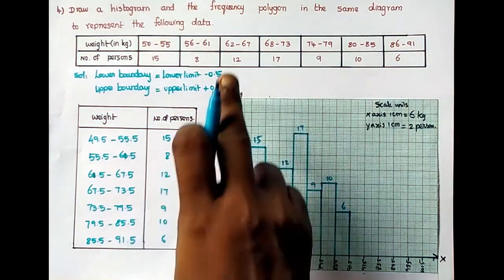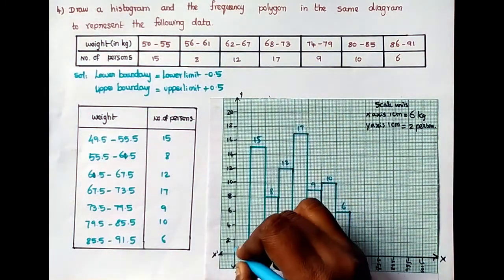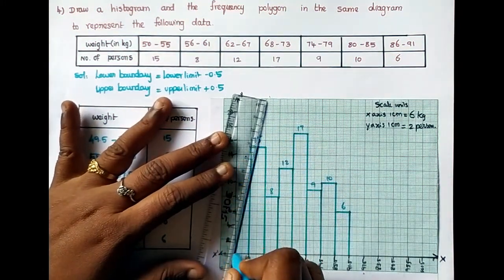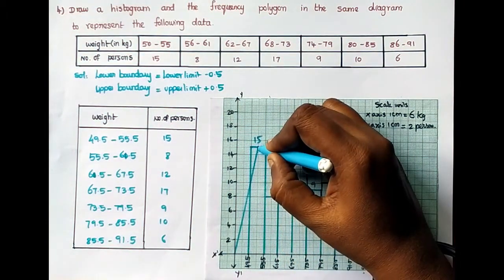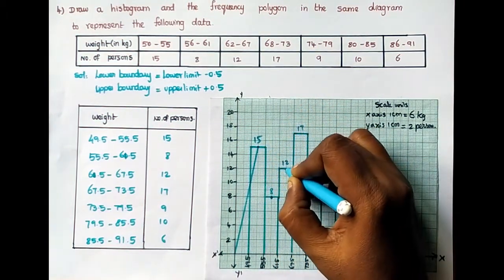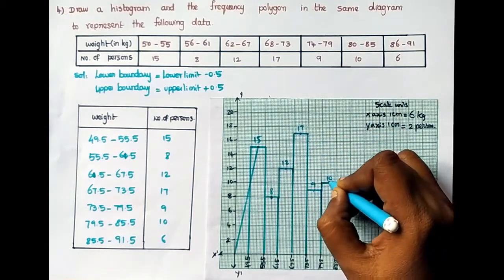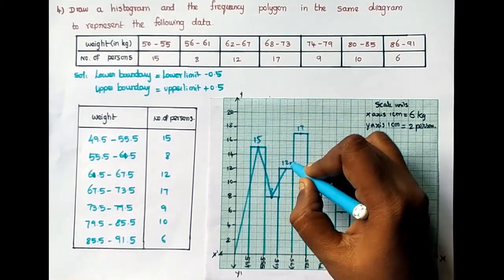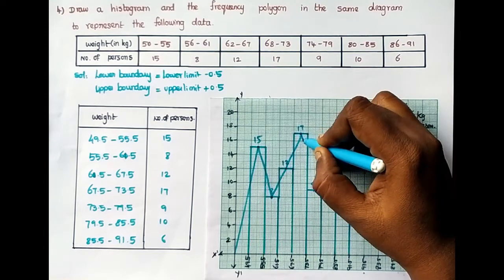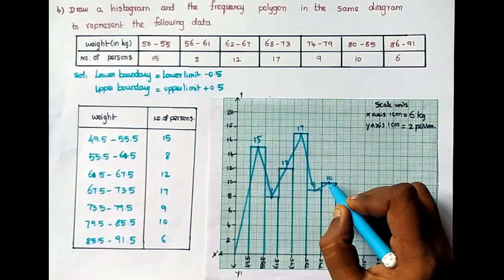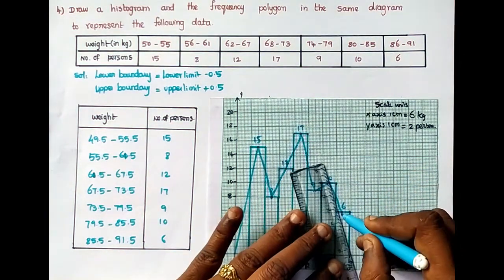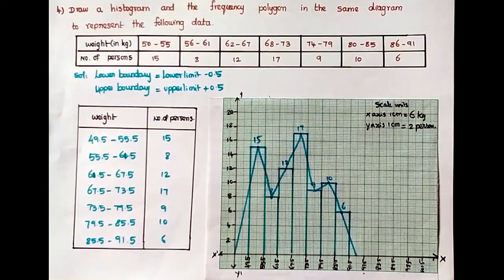Now draw the frequency polygon also. From that we have to point out the midpoints and then join them. At last, next one here. That is the answer.